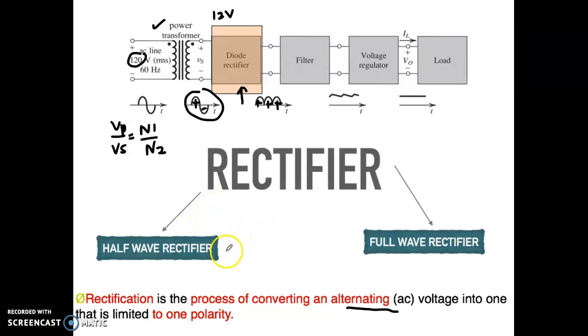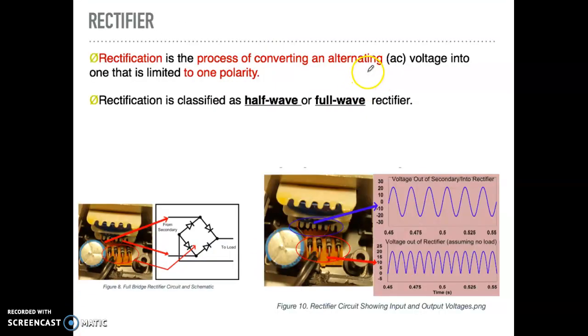So there are two types of rectifier. The first one is the half wave rectifier. The second one is the full wave rectifier. So what is the function of the rectifier? It is to convert AC to only one polarity. If you look inside the AC adapter previously, the big one here is what we call the transformer. And there are 4 diodes here. When there are 4 diodes, we call this a full wave rectifier. For half wave, you only have one diode.